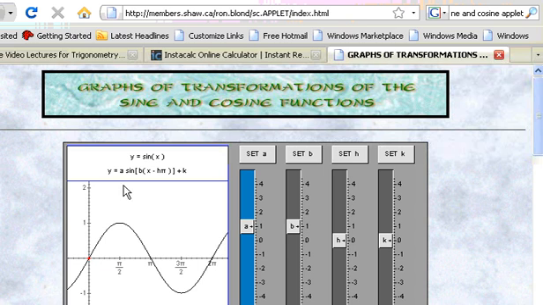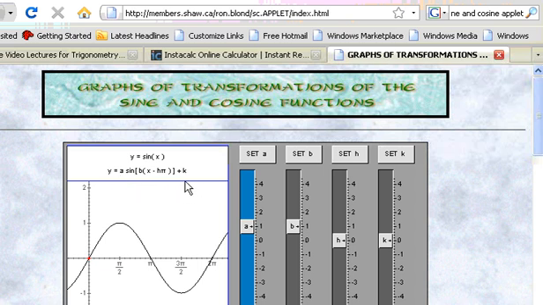So the idea here is that here's the parent function, y is equal to sine of x. There are all sorts of things we can do to it. Here's the original x. Okay, I can subtract something from it. I can add something to the function. I can multiply my x. I can multiply my function values and such. What's the effect of any of these things?